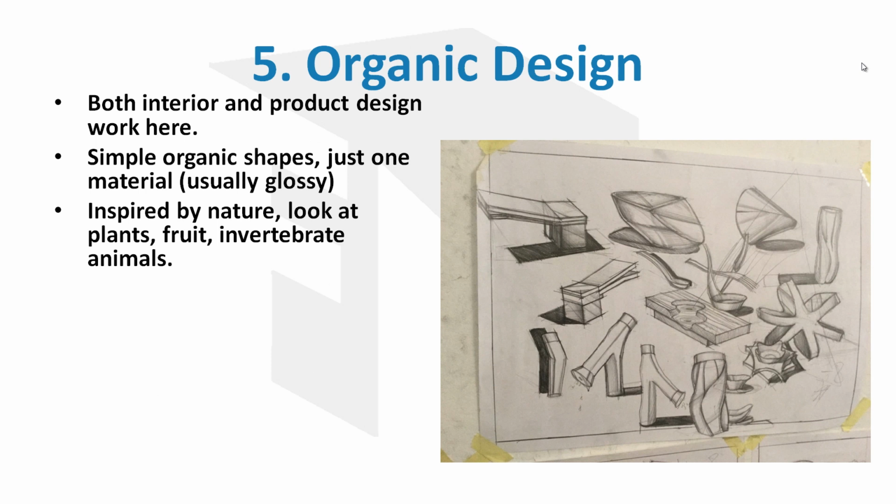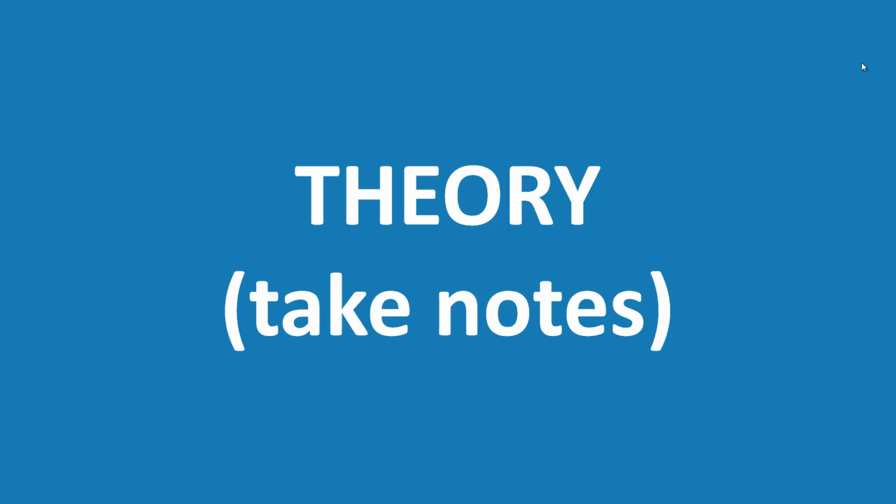And number 5 would be organic design. That would be interior design and product design. We are not really going to go through this too much. There are simple organic shapes with simple material, glossy material, something that looks futuristic, and again, they're all inspired by nature, although they have this weirdness about them.